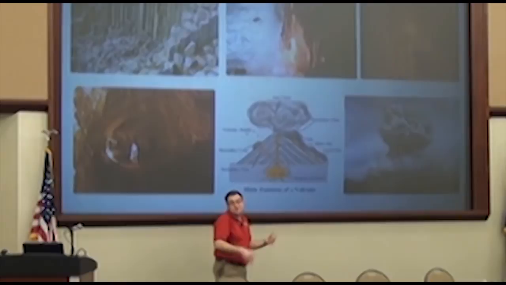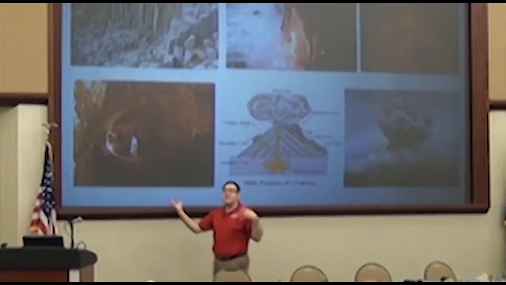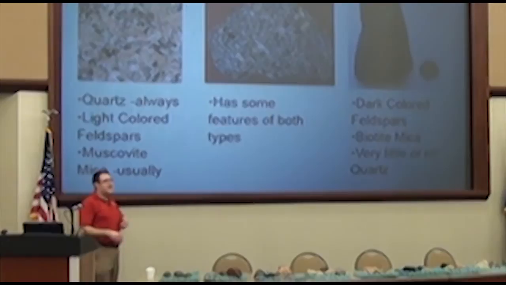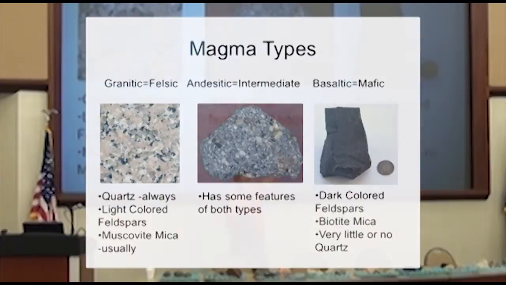And then there's other volcanoes like when Mount St. Helens blew up that are explosive and violent and they boom. And those have something to do with the magma type. So these magma types, we break them down into three different groups, which the middle one is just an in-between one, so you almost don't have to count it.